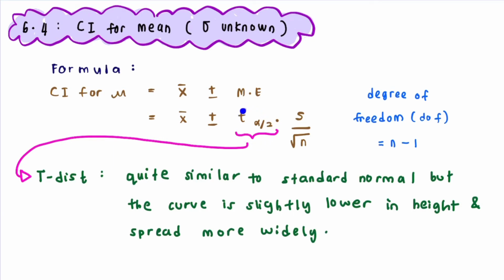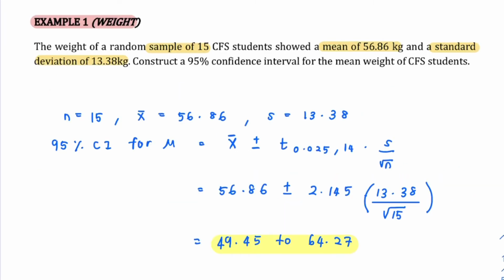So to use the t value here, what is the t distribution? It is quite similar to the standard normal, but the curve is slightly lower in height and spread more widely. So basically, it is also a bell-shaped graph, but the shape of the bell depends on the degree of freedom. How to find the degree of freedom is n minus 1, the number of samples minus 1. Okay, look at the example. How can you refer to the t table?